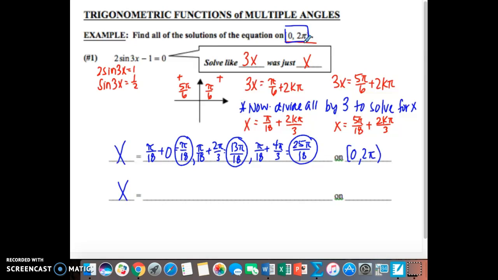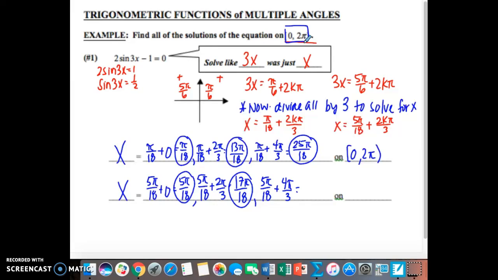And using the second equation, 5 pi over 18, adding 0, we're still left with 5 pi over 18, which is one of our solutions. When k is 1, we have 5 pi over 18 plus 2 pi over 3, which equals 17 pi over 18, which is another solution. And then lastly, when k is 2, we're adding 4 pi over 3, which equals 29 pi over 18. And this is on the interval 0 to 2 pi.